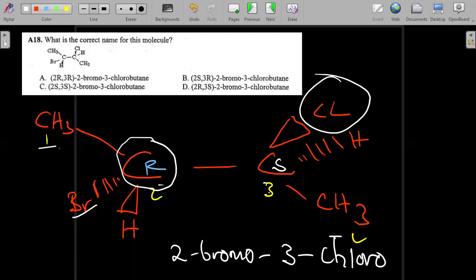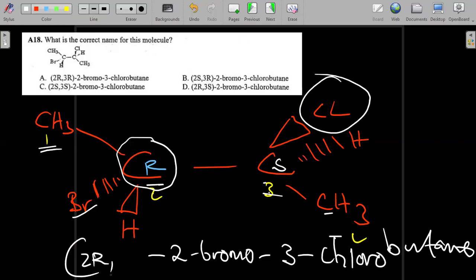Okay, and then the parent name here will be what? We have 1, 2, 3, 4, 4 carbons. So that's easy, butane. Okay, and then we are going now to add the R and the S configuration. So at these two here, we can see that it's 2R, and then comma. At this 3 here, it will just be 3S. Okay, so this is the name now.